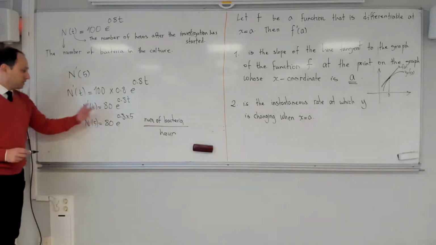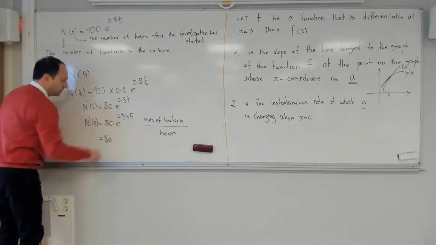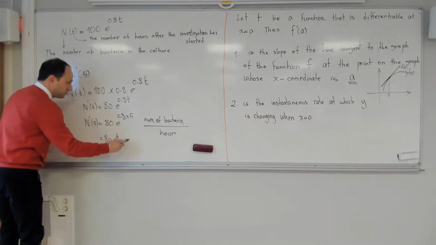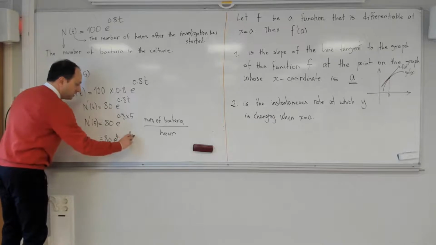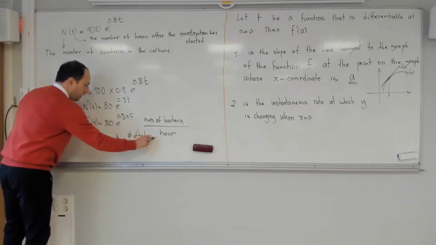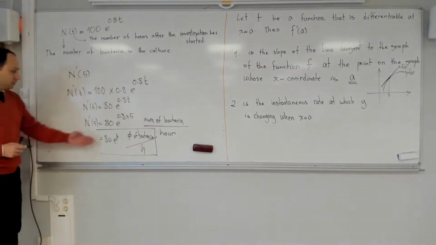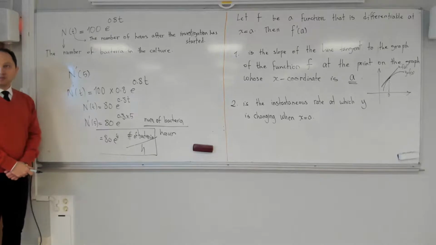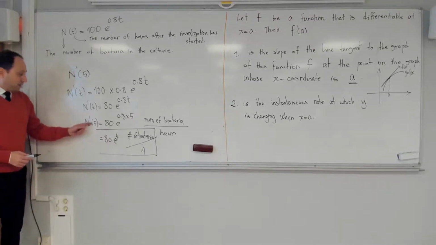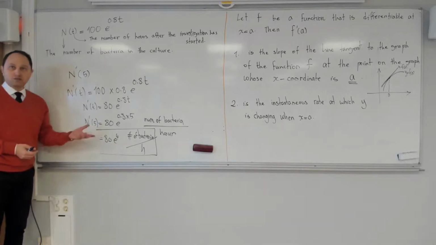So it is very important to write these units at the end. So n prime of 5 is this one. If you want, of course, you can simplify this a little bit, I don't know, 5 times that is e to power 4. It doesn't matter. So number of bacteria per hour. So that would be the answer. So what is the interpretation of this number that we got? It means that the population of the bacteria is changing at this rate when time is 5.